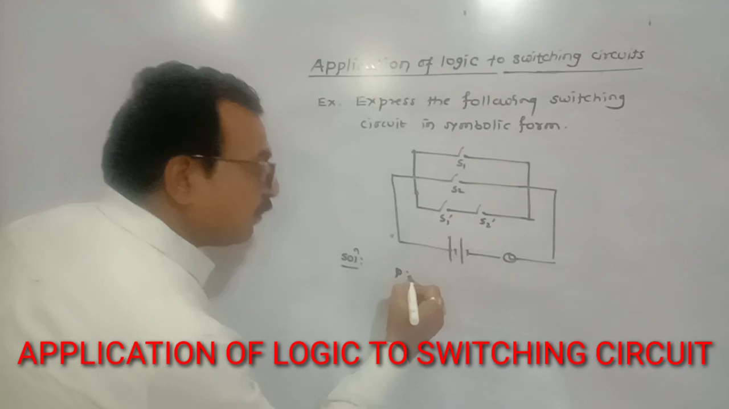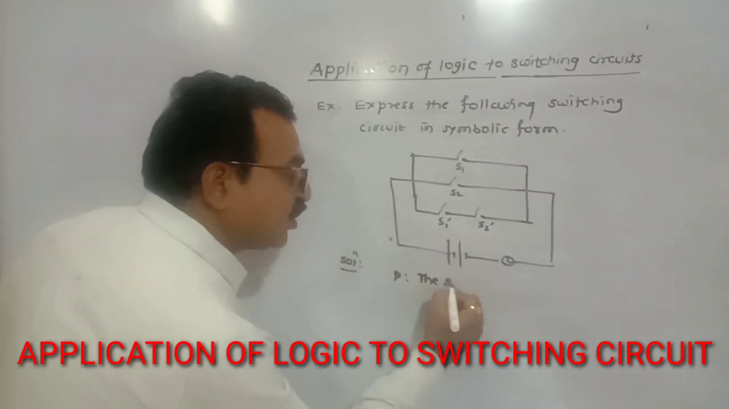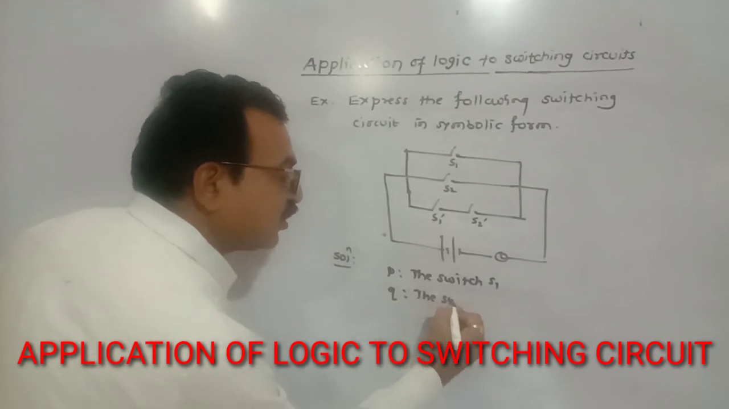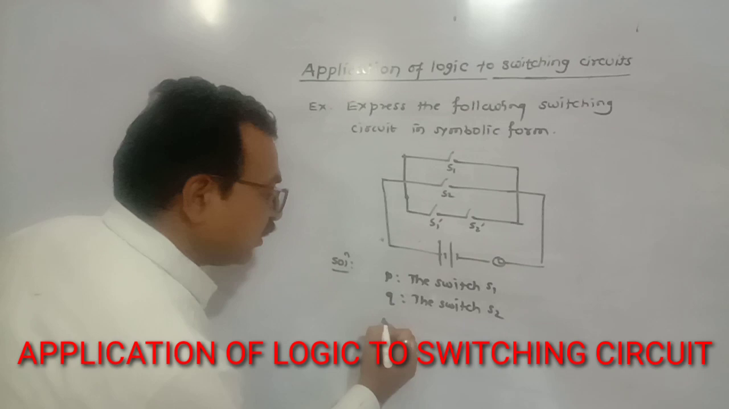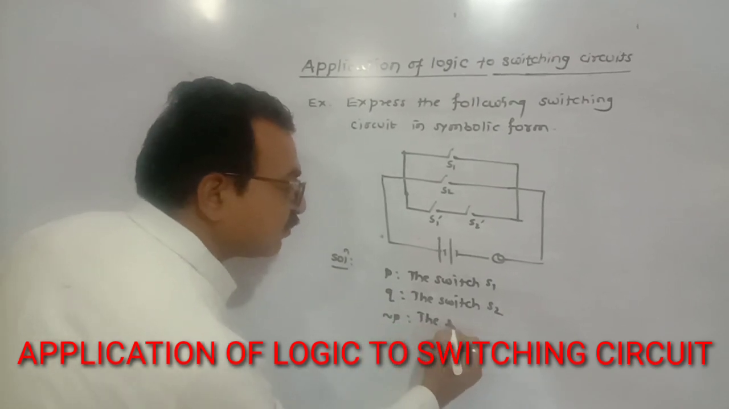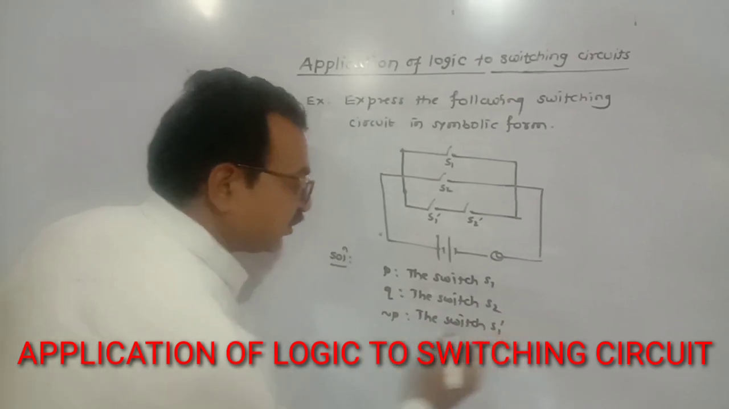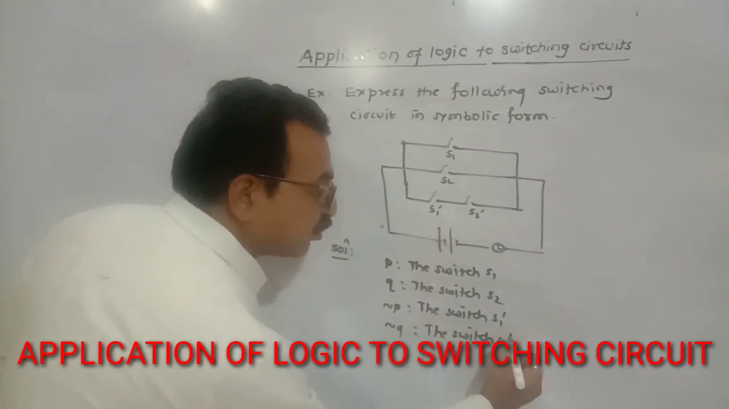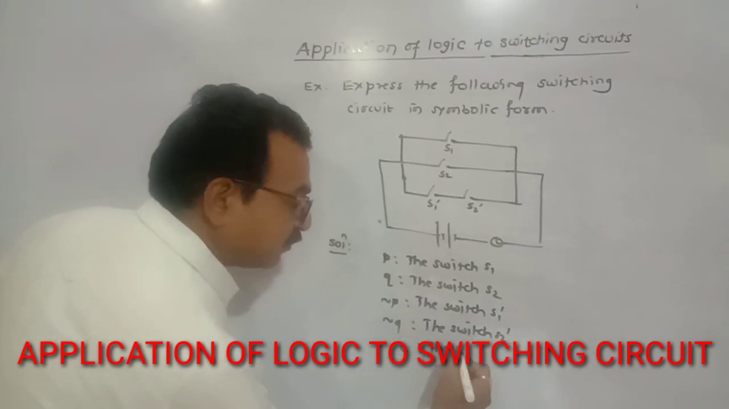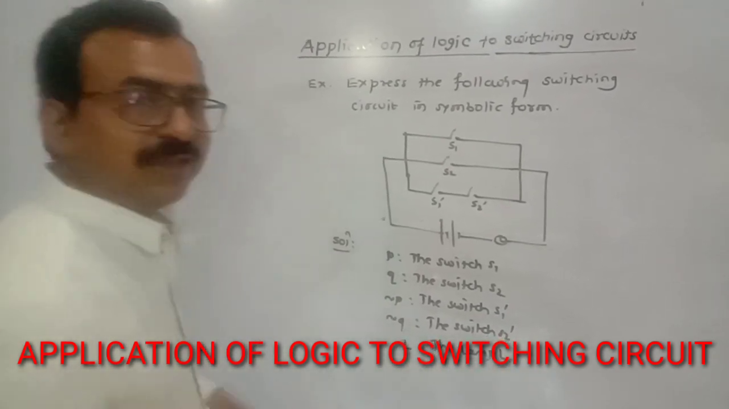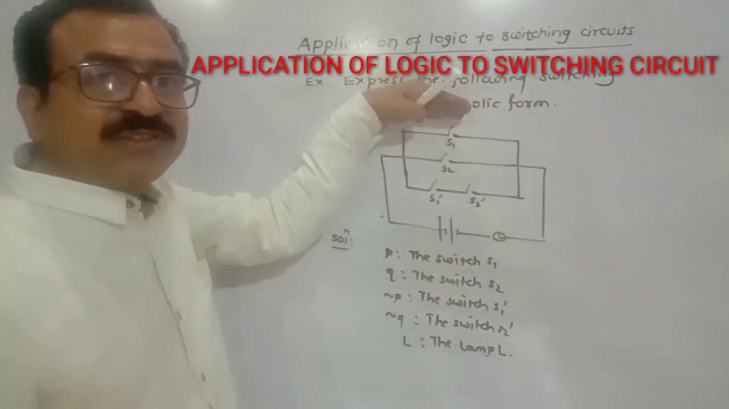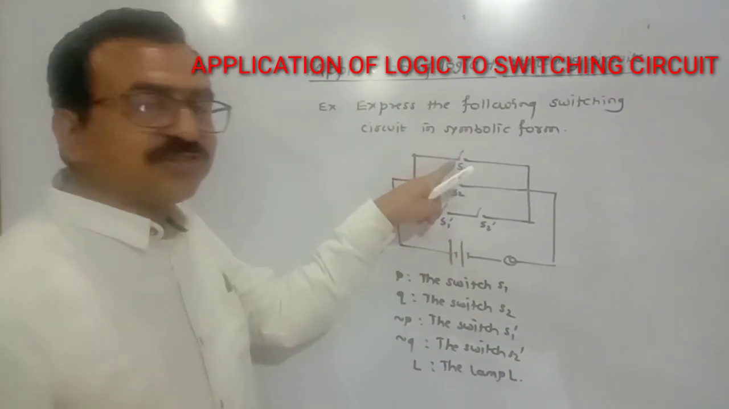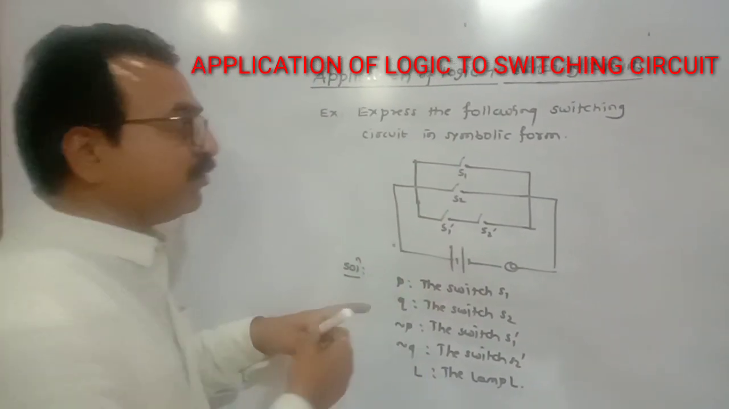So P means the switch S1, Q means the switch S2, negation P means the switch S1 dash, negation Q means the switch S2 dash, and last, the lamp L. Understood? Now check the first line. In the first line only a single switch is given, that is S1, and S1 is represented by P. So write down P.